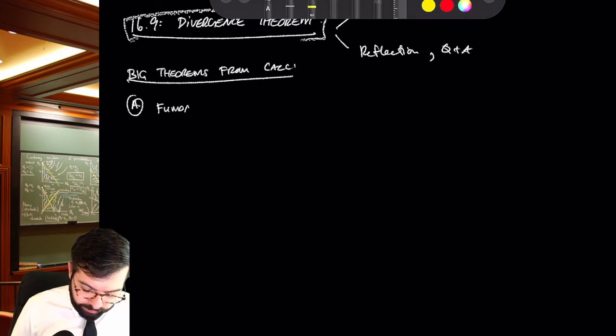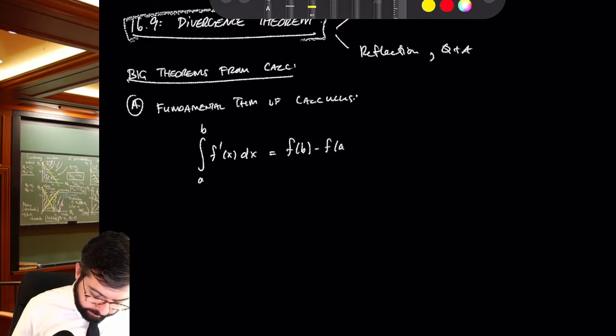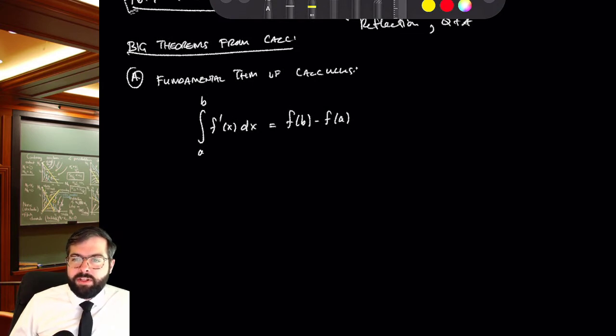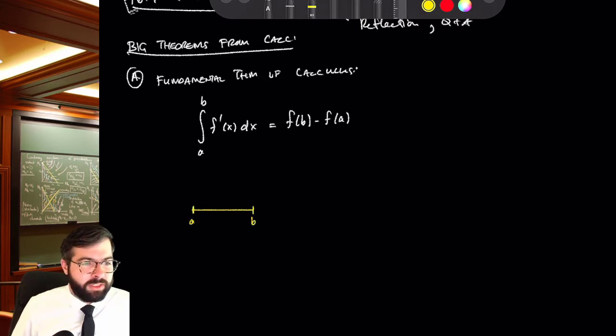So the first was the fundamental theorem of calculus, which we learned back in Calc 1 and Calc 2. And what did it say? It said if we have the integral of the derivative of some function, this is equal to the difference of the function's values at the endpoints, at the boundary points. So we can think of it as like I had this 1D region from A to B, where that region is really an interval of points.